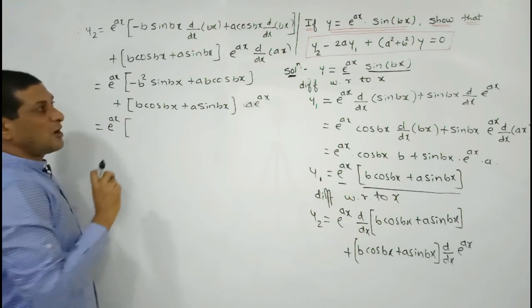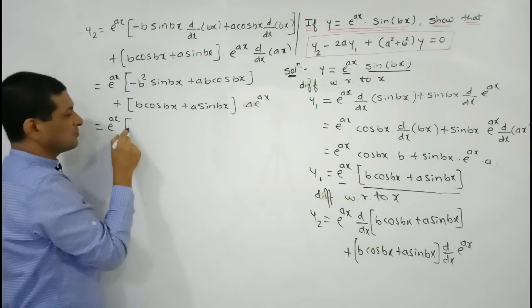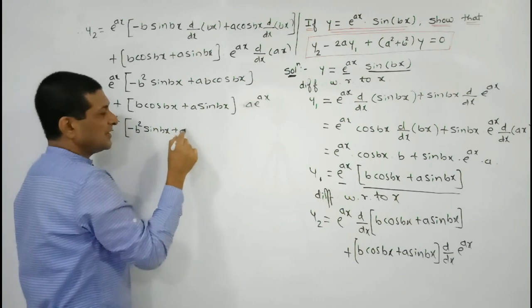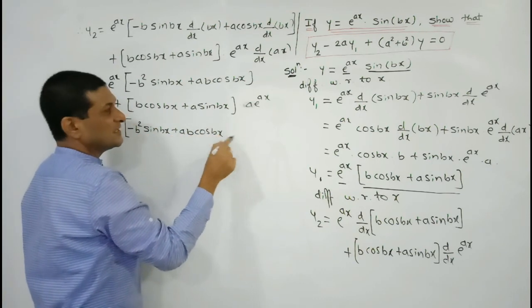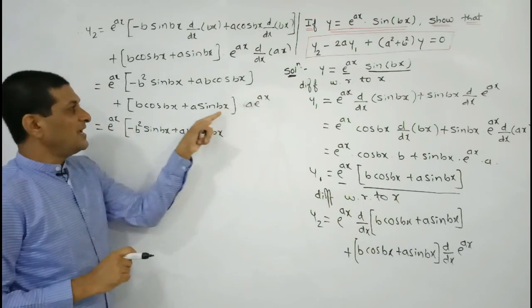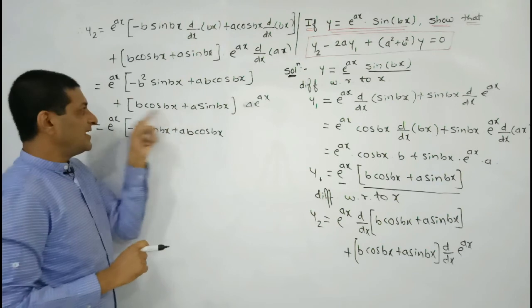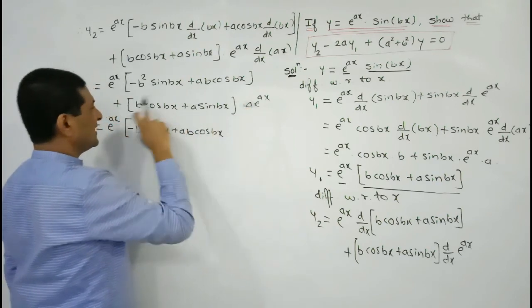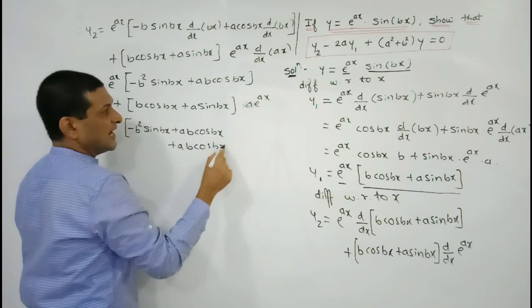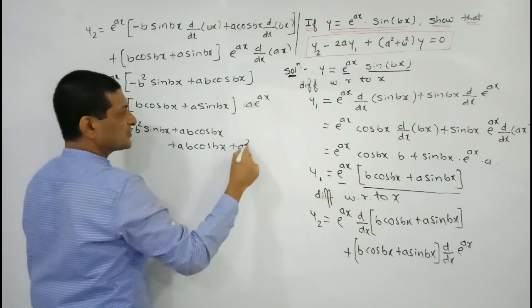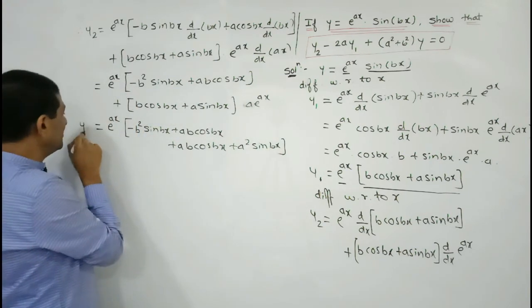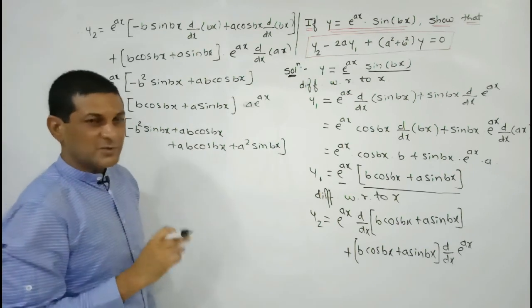If I am taking it common from the first term, its multiple is minus b square sin bx plus ab cos bx. And if we take e raised to power ax common from here, what will remain? a into this bracket. So I am multiplying a to both the terms in this bracket, see what we'll get. a into b will be equal to ab cos bx, and here a into a will be equal to a square sin bx. So this is the value of y2. In this way we have got the value of y2 here.